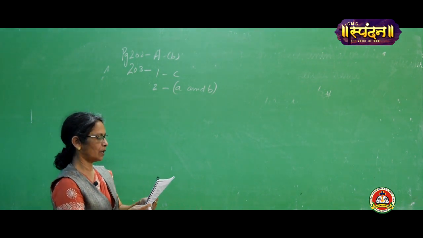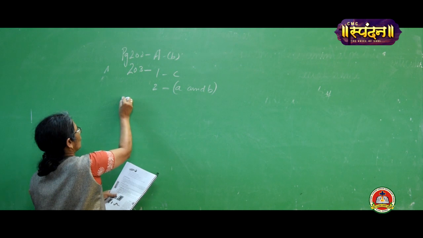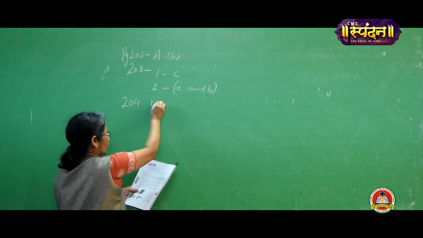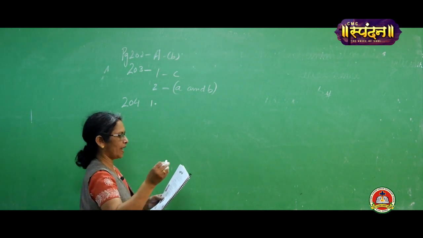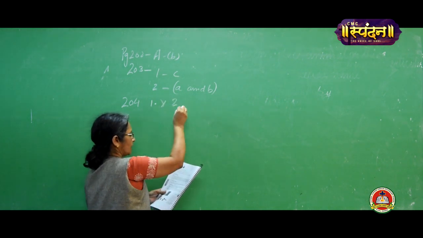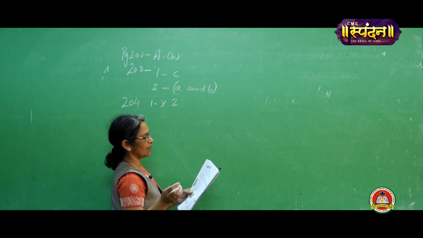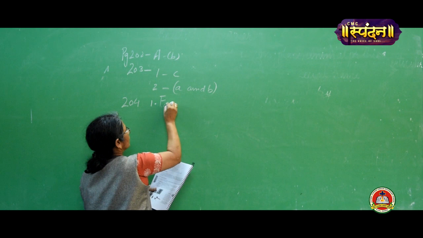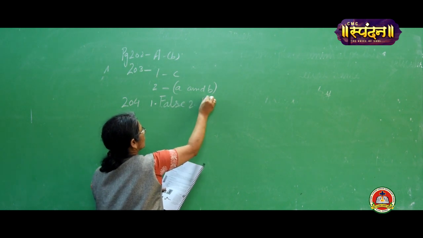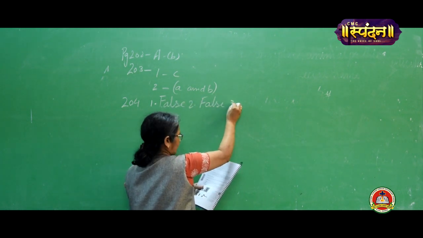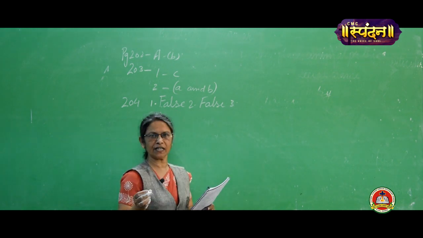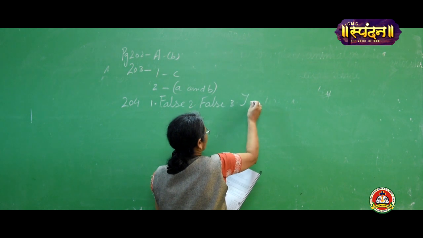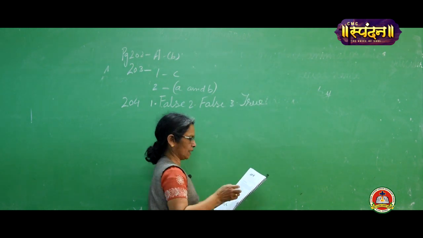Then true or false, children, page number 204. Write true or false. First one, forest is a small area of dense growth of plants. It is false. Second one, birds and monkeys mostly live on the forest floor. That is false again, children. And third one, seals, octopuses and jellyfish are found in saltwater habitats. True. Please mark it, children, with your pencil.